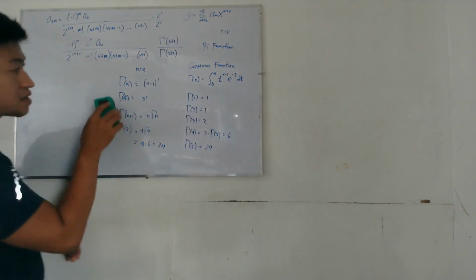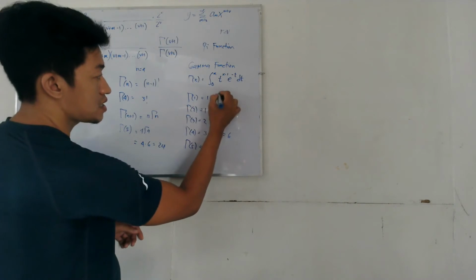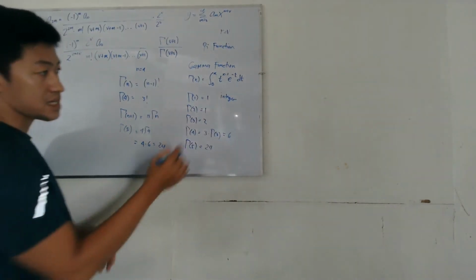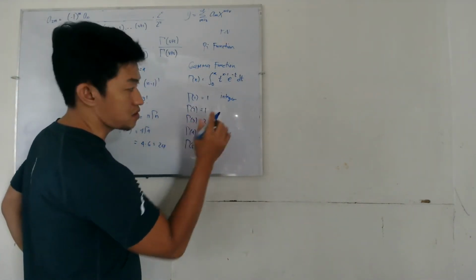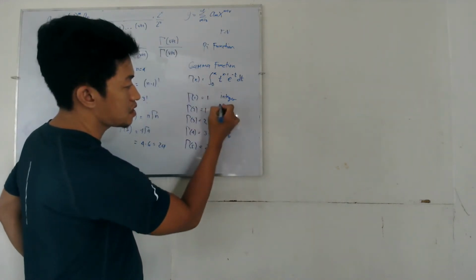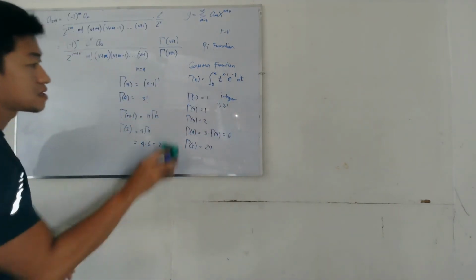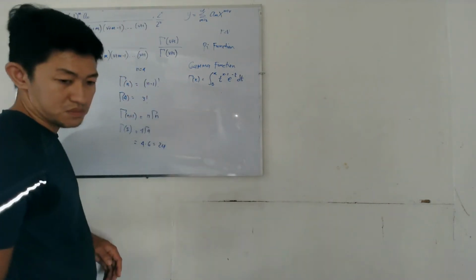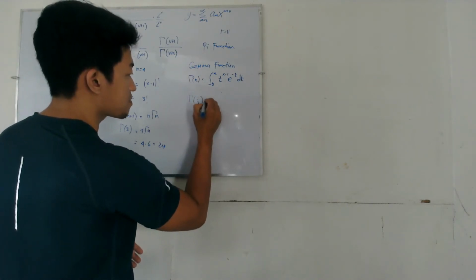We also have gamma of integers. An integer is a whole number, so it can be 0, 1, 2, 3, 4, 5, 6, 7, 8, 9, 10, including negative 1, negative 2, any whole number. We also have gamma of a fraction, or non-integer.